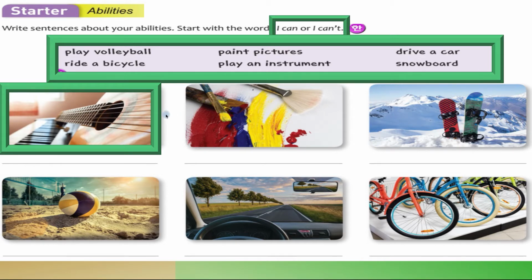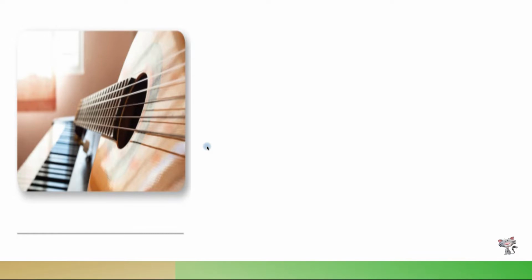So we're going to start first with the vocabulary: play volleyball, paint pictures, drive a car, ride a bicycle, play an instrument, and lastly, snowboard. So match them with the picture. If you need to do that, pause the video. Otherwise, come with us as we work our way through each ability.